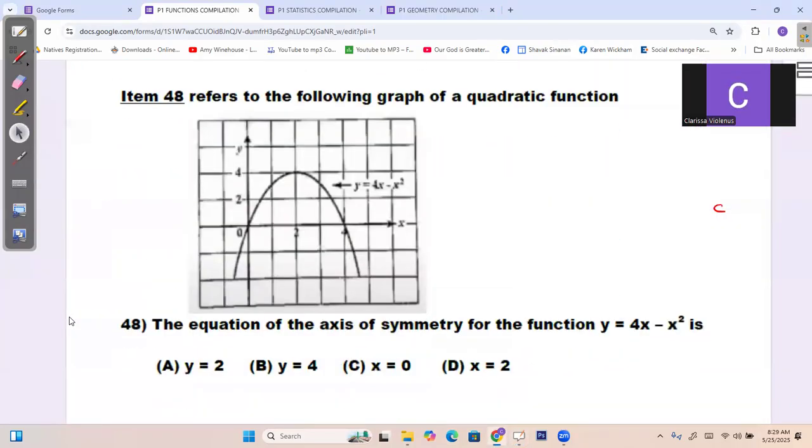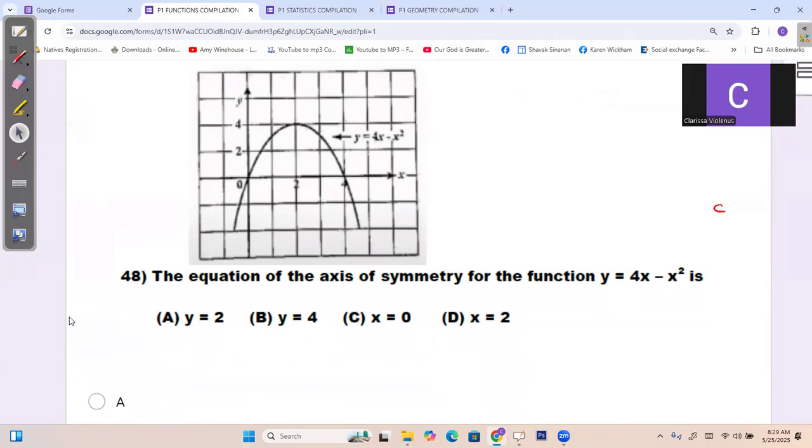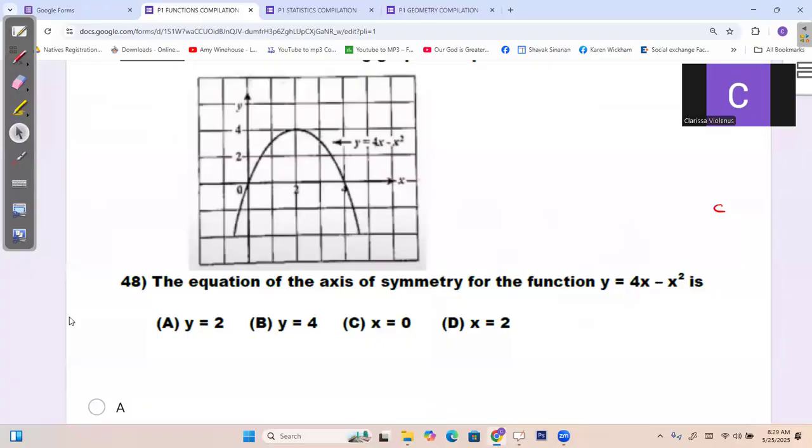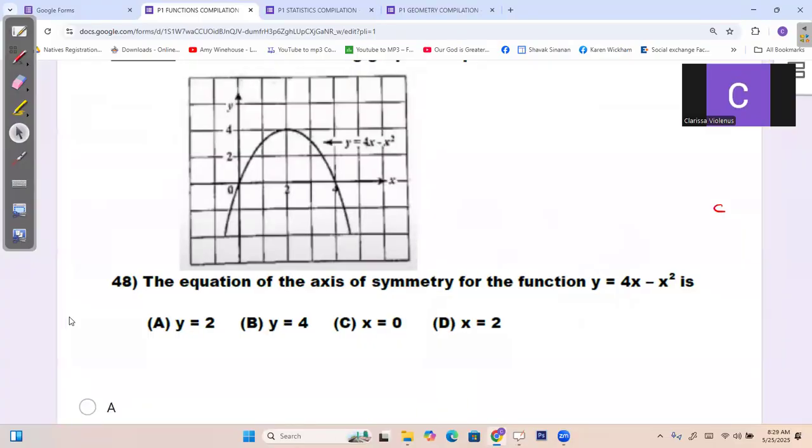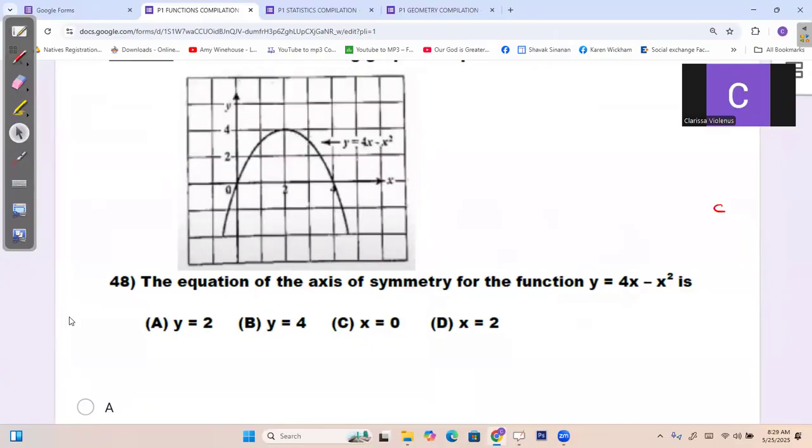All right, which of the following graphs refers to the quadratic graph? It says the equation of the axis of symmetry is... You know the axis of symmetry is the center line, and where is it? It's x equal to something, because it's on the x-axis. So it's x is equal to 2. Don't get confused: y equal to 2 is a horizontal line, while x equal to 2 is a vertical line. So that's the line of the axis. So the answer is D.